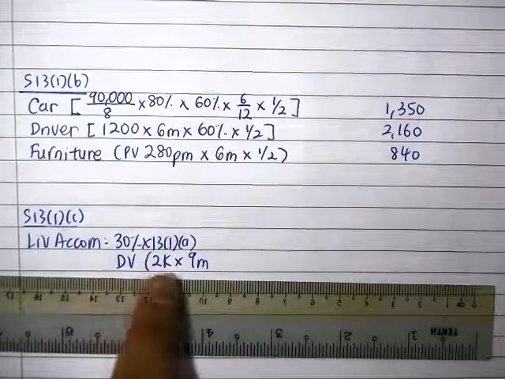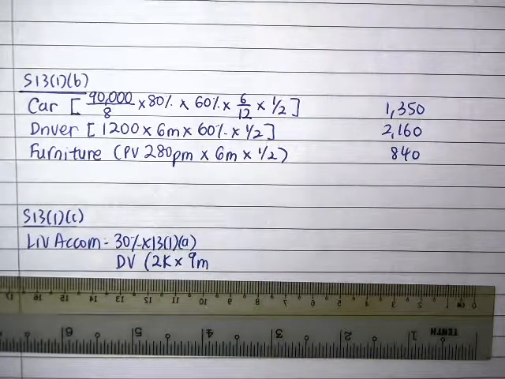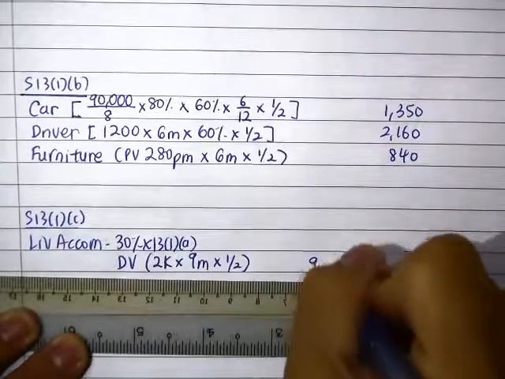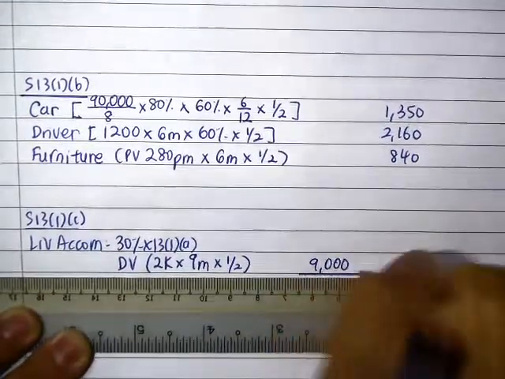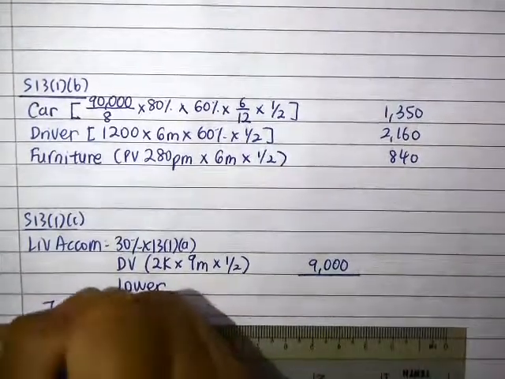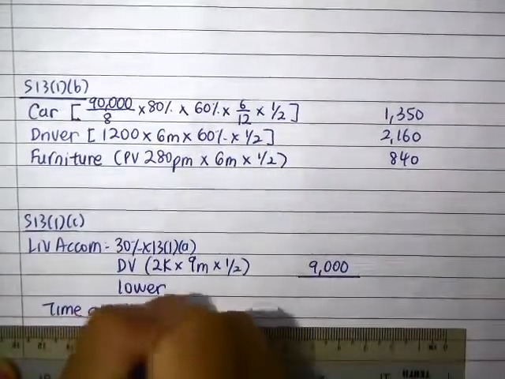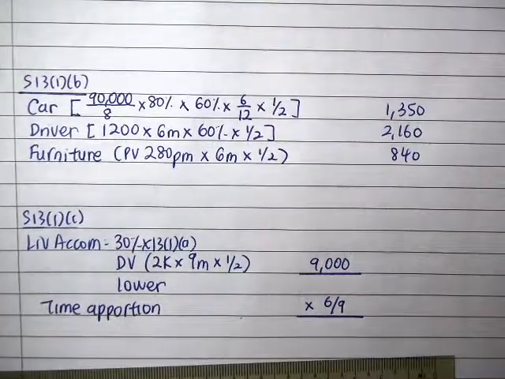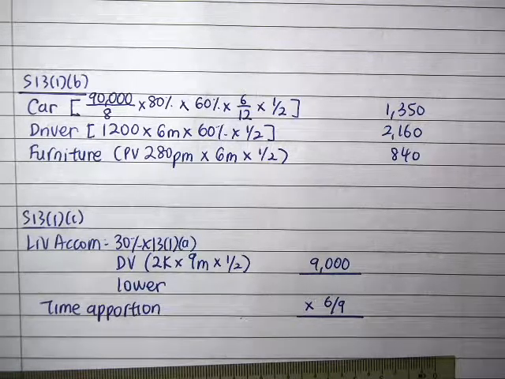So you must take 2000 times 9. 2000 times 9 times what? Half, because of the sharing. So that's 9000. Okay, then you choose the lower. Then only you times apportion 6 over 9. See, that's why I say you can very easily make mistakes in the exam. Because when you see the whole question becomes so long, you get carried away. You forget what you're doing. So be careful.